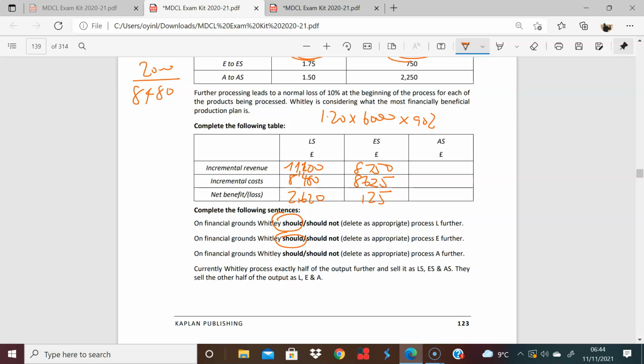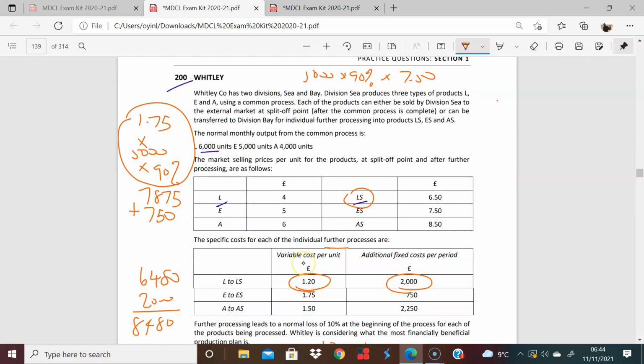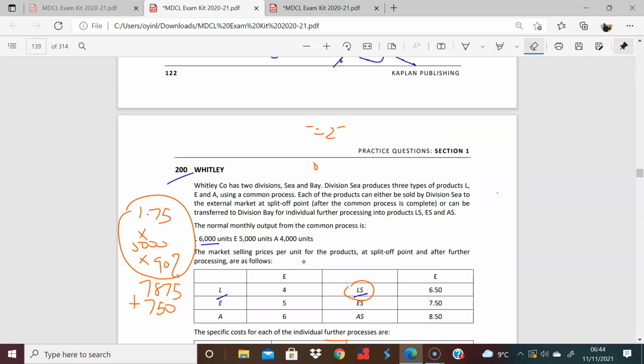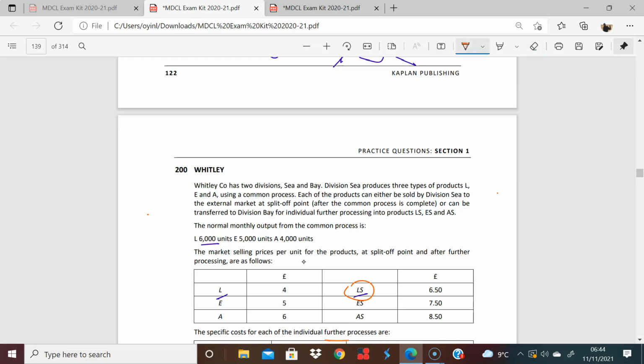So then let's look at the last one here. The last one asks what is the picture if we take this and deal with all of this here. Let's deal with this here. What's the picture when you do A? So with A, you're selling 4,000 units. You could stop and just do 4,000 units at £6 and stop there, or you could carry on.